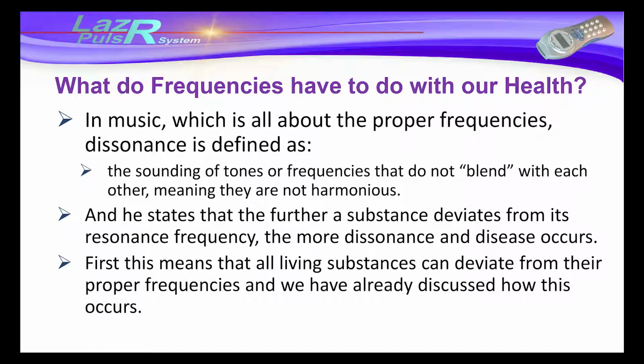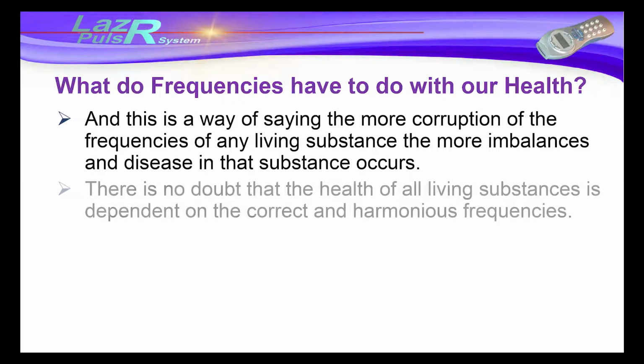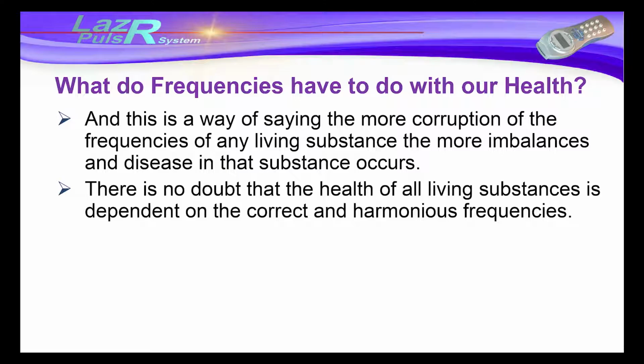First, this means that all living substances can deviate from their proper resonant frequencies, and that this lack of harmony will cause disease, and we have already discussed how this can occur. So Pauling is saying that the more corruption of the frequencies of any living substance, the more imbalances and disease in that substance occurs. There is no doubt that the health of all living substances is dependent on the correct and harmonious frequencies of that substance.